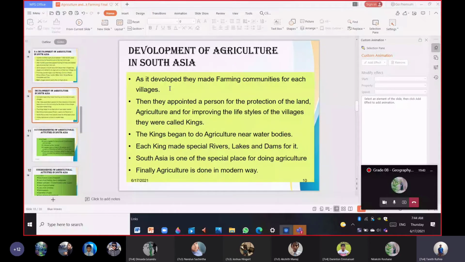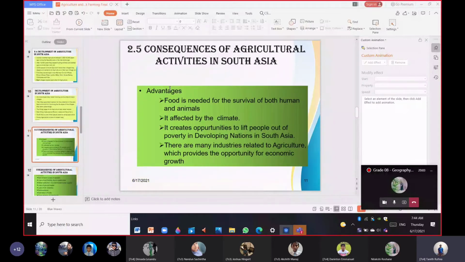Each king made special dams and lakes and rivers for it. Many made dams. So this South Asian region is one of the very special places for doing agriculture. After the kings, agriculture was done in a modern way. So let's discuss the consequences of agricultural activities in South Asia.